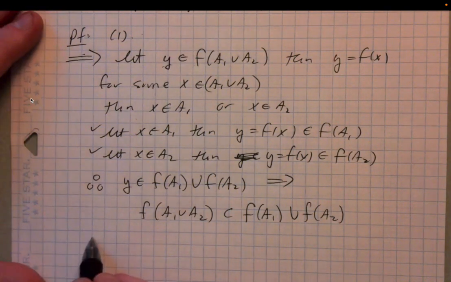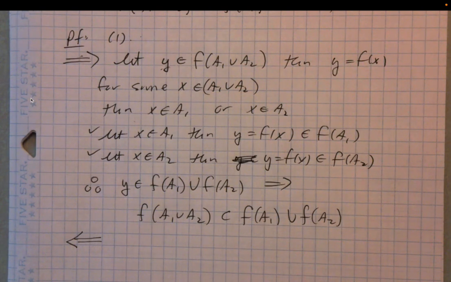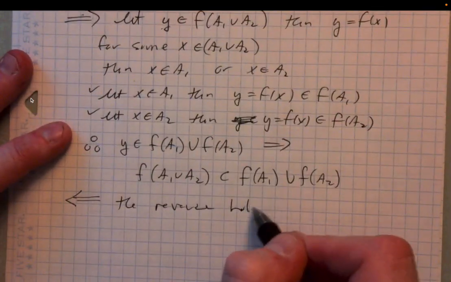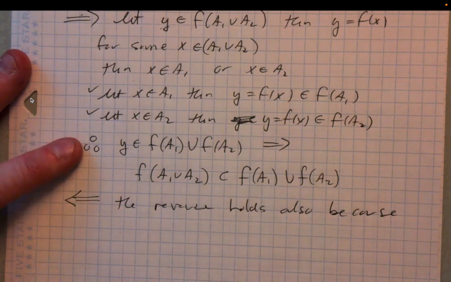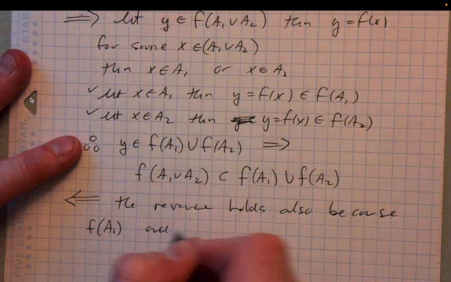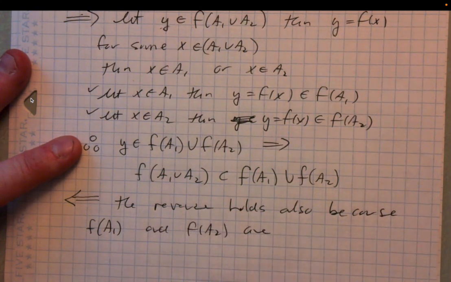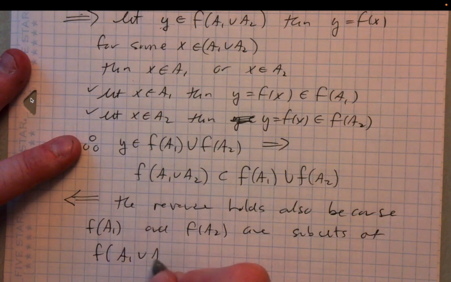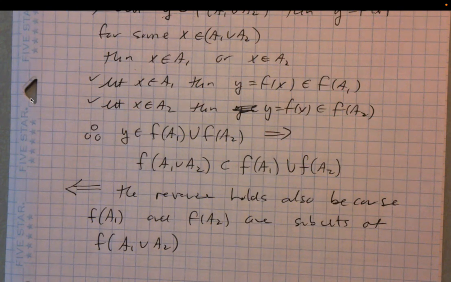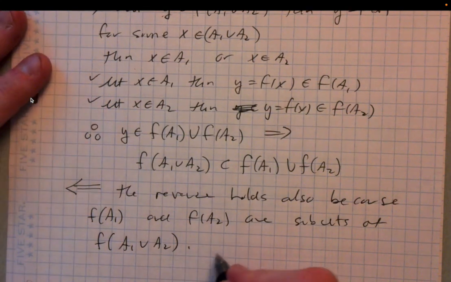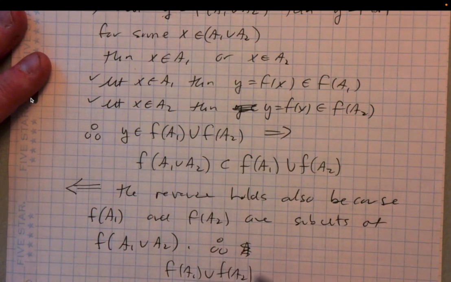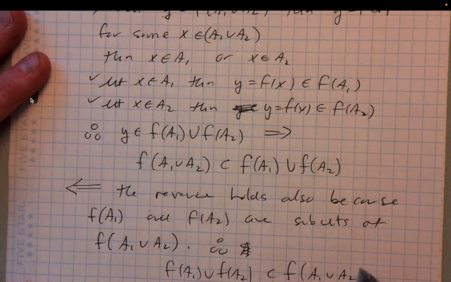Now, what about the other direction? Well, the other direction is actually simpler. Clearly the reverse holds also, because f of A1 and f of A2 are both obviously subsets of f of (A1 or A2). You can take that apart and see how completely obvious that is, but that is indeed true. So therefore, f of A1 or f of A2 is a subset of f of (A1 or A2).